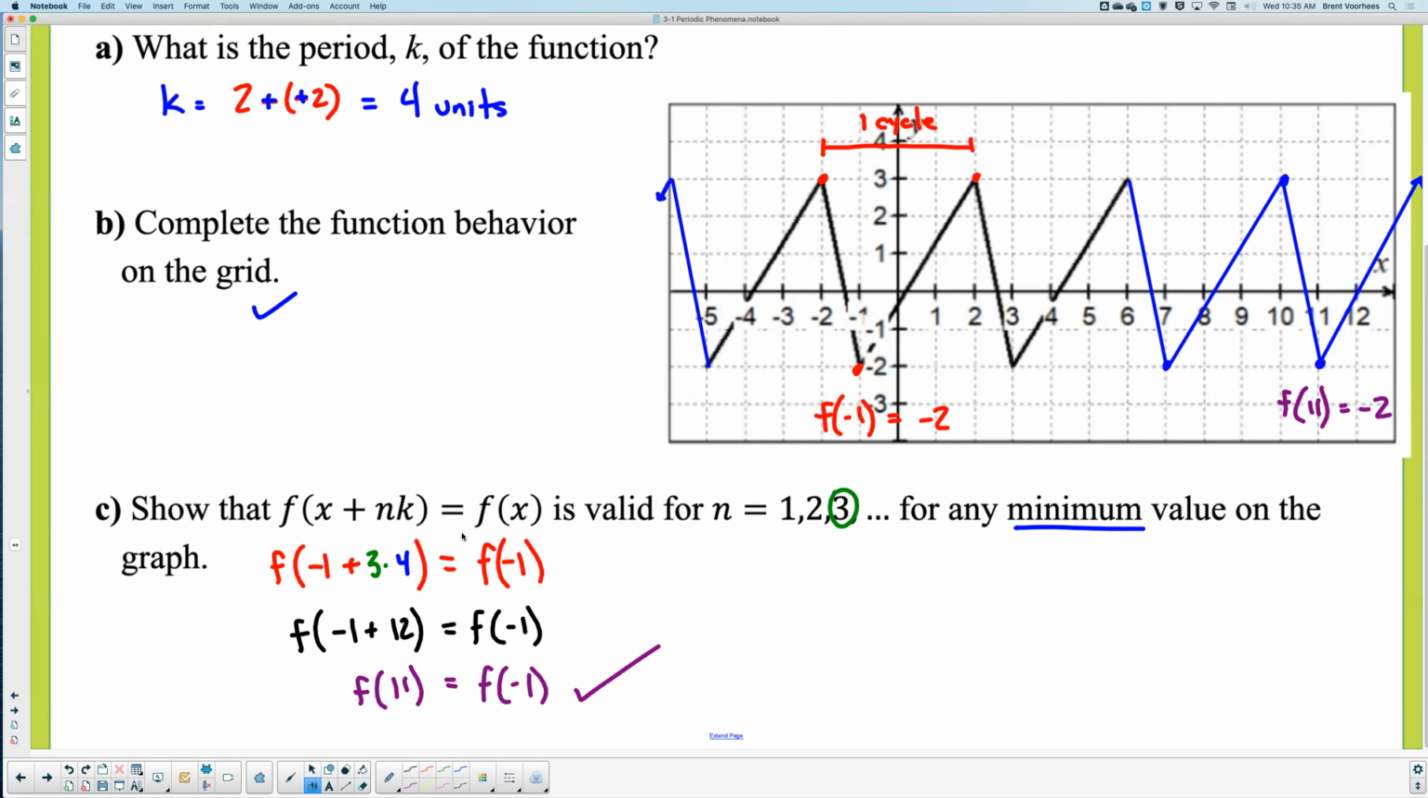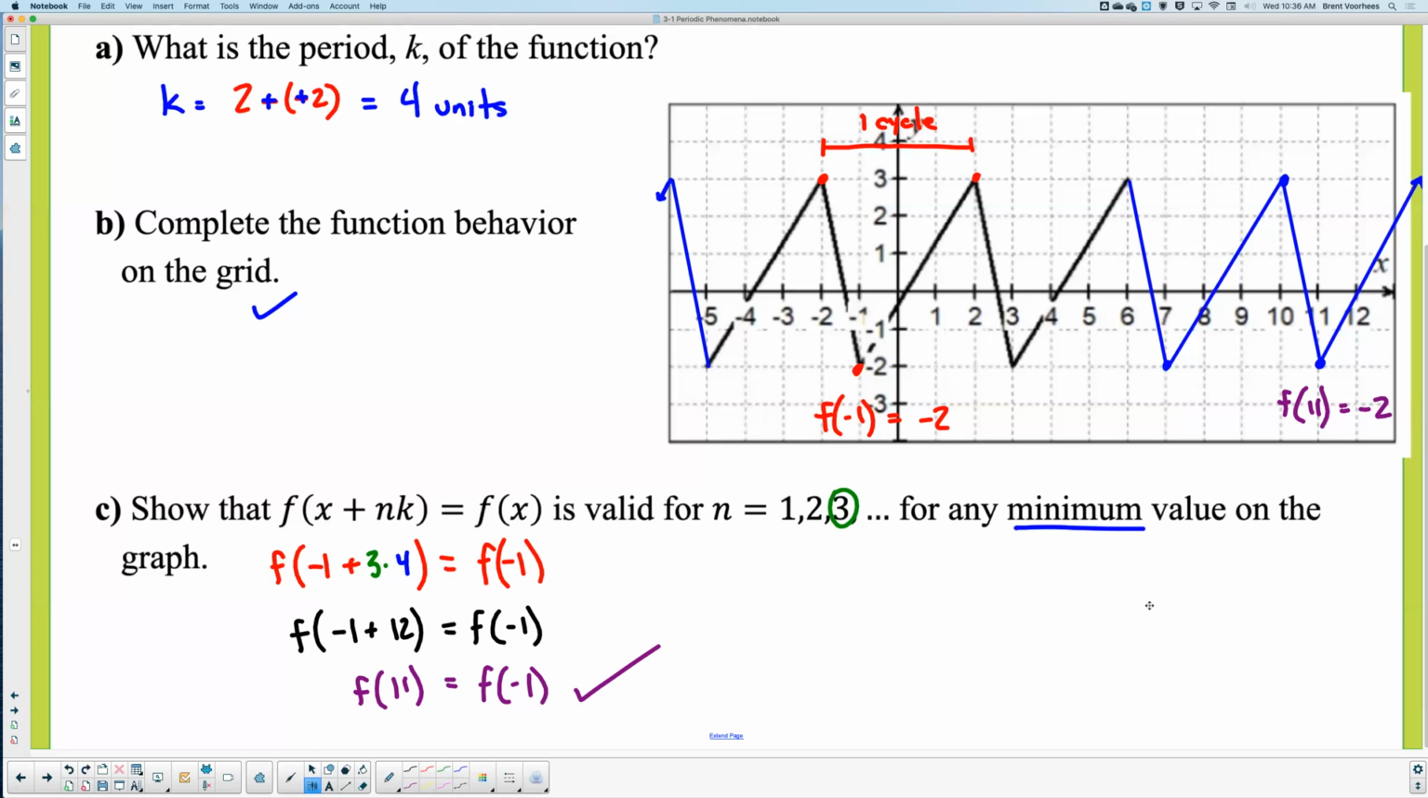If you add a certain number of periods, remember K means period, you should still get the same y value. So in this case, we should always end up with a minimum. Does that make sense? If we would have plugged in a 1 for n, we would have got the minimum at f of 3. If we plugged in a 2, we would have gotten 2 periods later at f of 7. See the math? We plugged in a 3, so we were 3 periods forward. So 1, 2, 3, f of 11. That's where it showed up. Does that make sense now? That's what this means. It's just the definition of a periodic function.